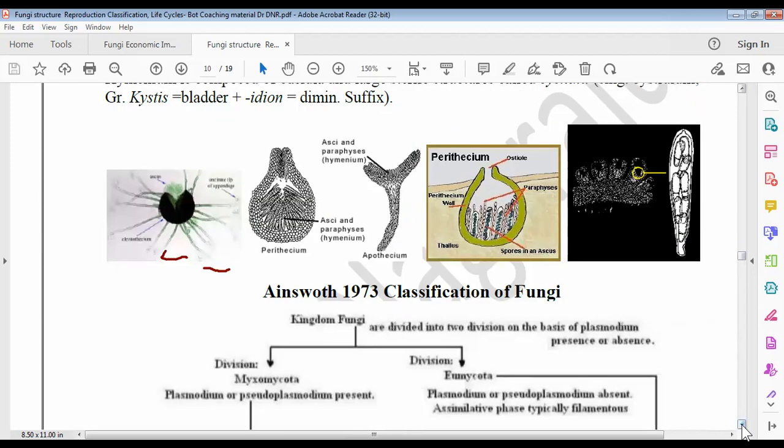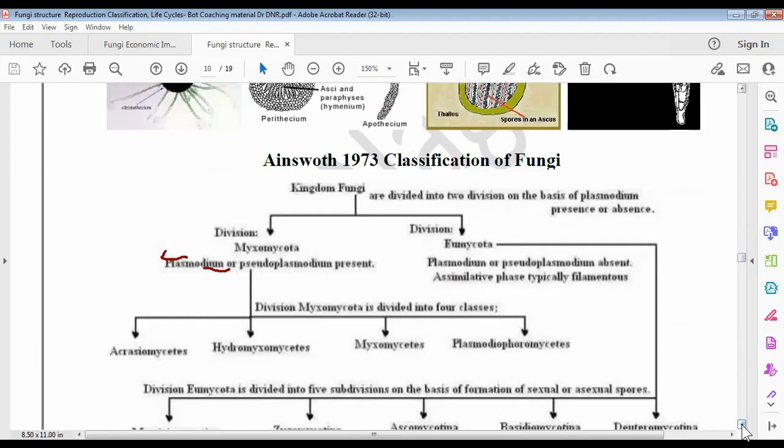Oh, it's taking much time. You know, we will go for the classification.